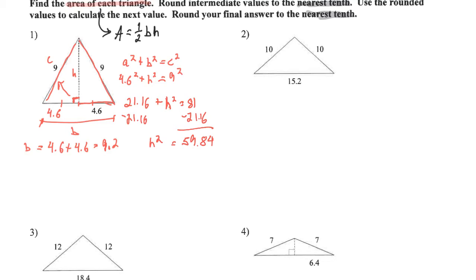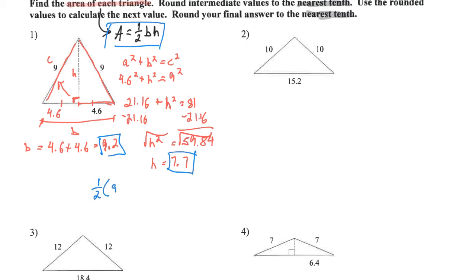Now, if you remember, how do you undo the square? You square root. So if I square root both sides, let's see, type that in my calculator here. H is going to be 7.7. It says to round to the nearest tenth. Came out to be 7.735, so the 7.7 is what it's going to stay. So now I know the B and I know the H. So here's the B and here's the H. So now I just plug it into the area formula up there.